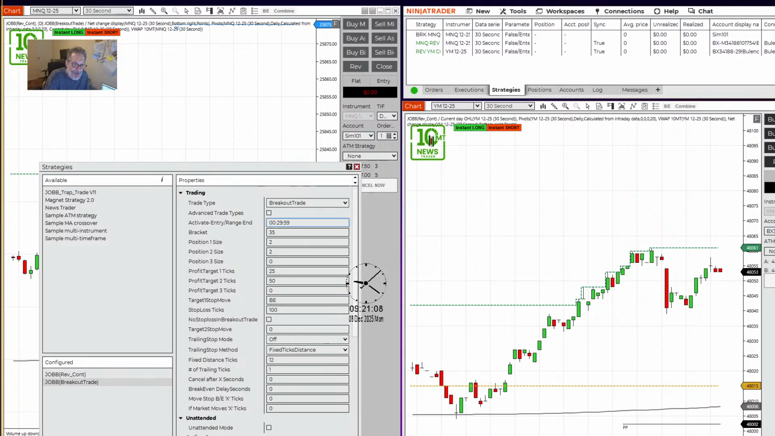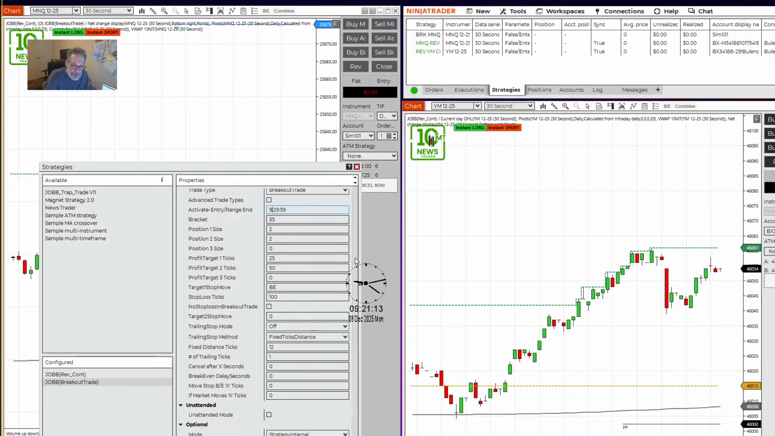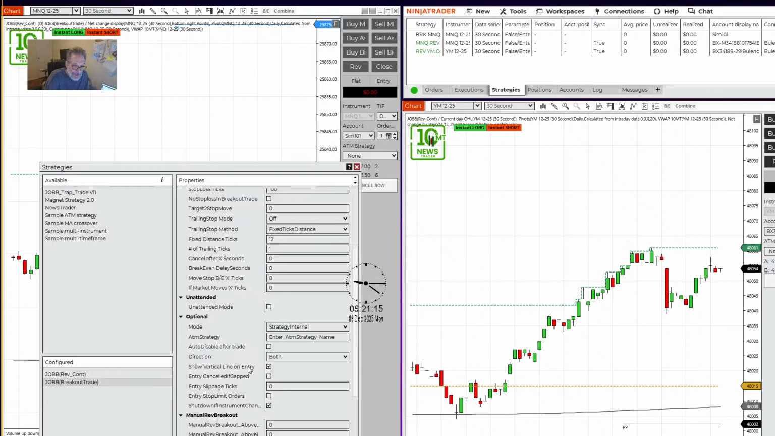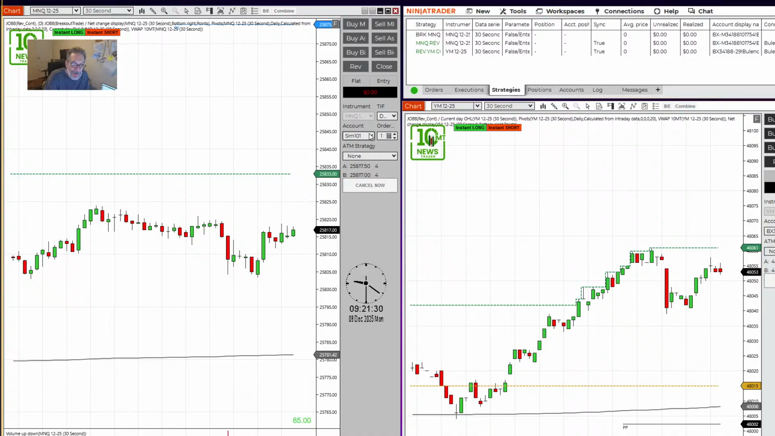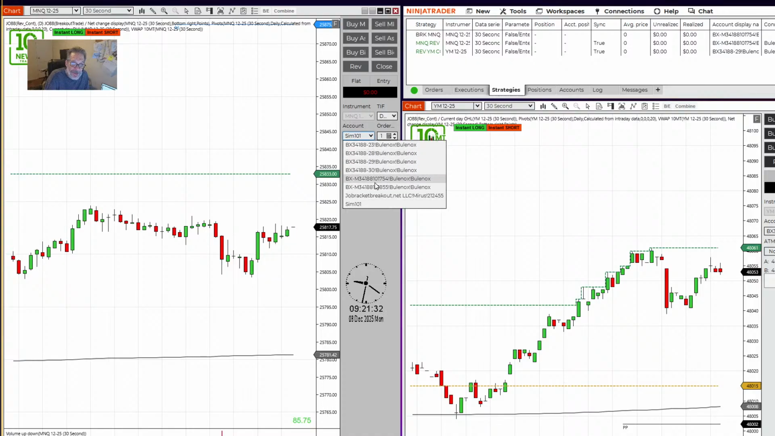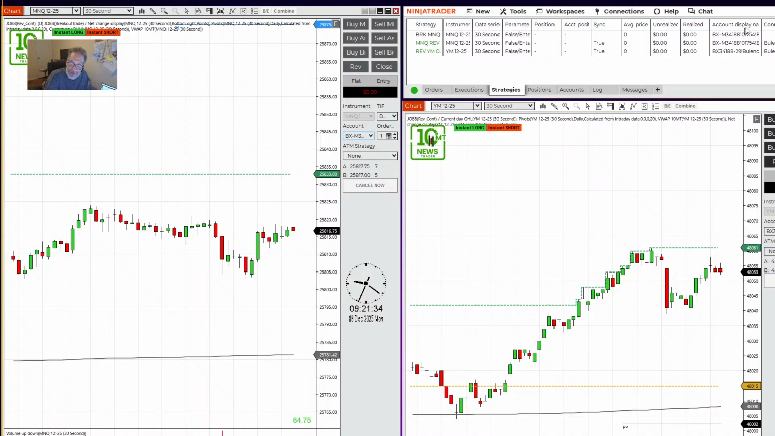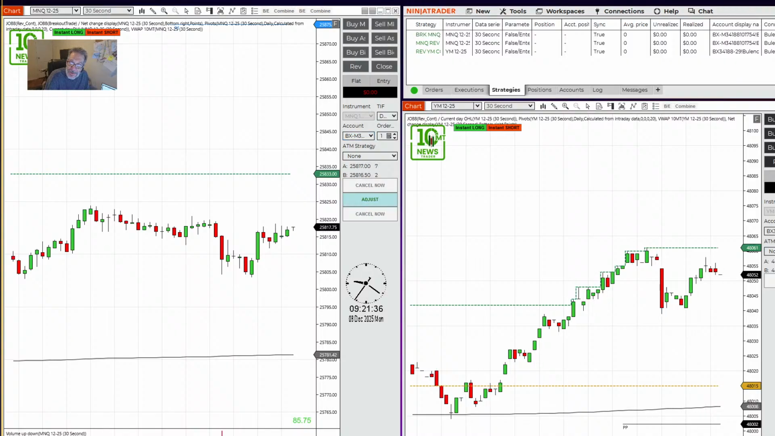Set the time back to 9. And if you scroll down to optional, show vertical line. That line I want removed. It just is annoying to me sometimes. Put the account back into the funded. Apply it. Make sure chart trader is on the same account. Turn it on. And now we're ready.